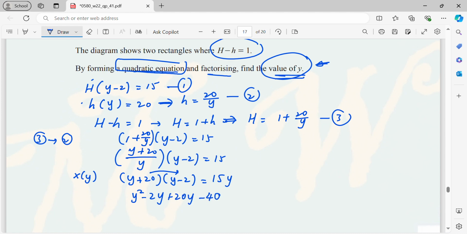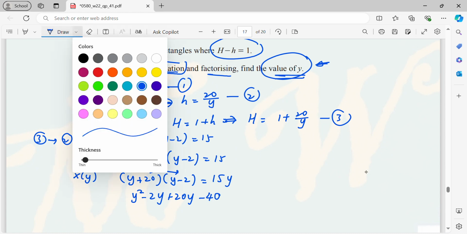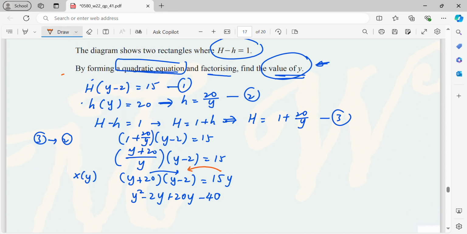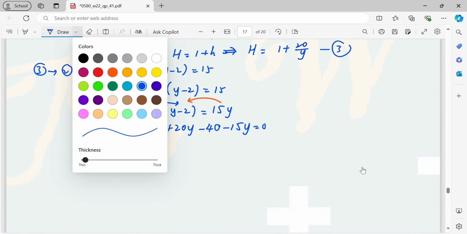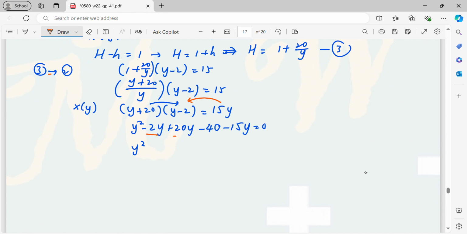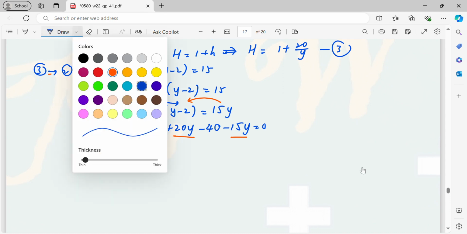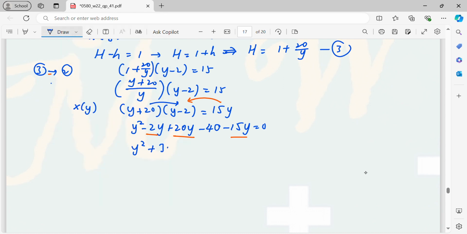And then to get the quadratic equation, the 15y on the right side will be moved to the left side, so I will be getting minus 15y equals 0. Okay, now simplify all these terms. So y squared, now minus 2y plus 20y, that is 18y. 18y minus 15y, you will be getting plus 3y. Then minus 40 equals 0. This is our quadratic equation.